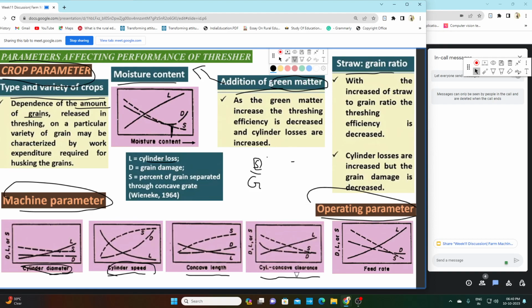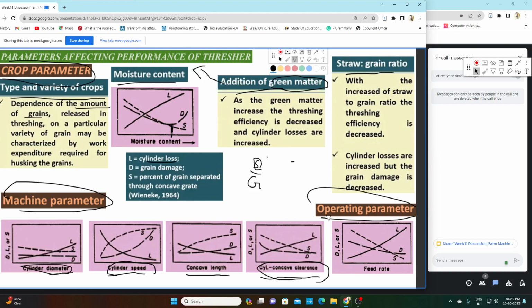Now cylinder concave clearance, this is important. Whenever we increase the cylinder concave clearance, our loss will increase, our separation efficiency will decrease, and our damage will also decrease.